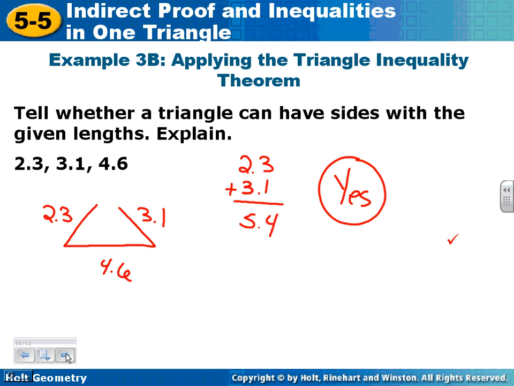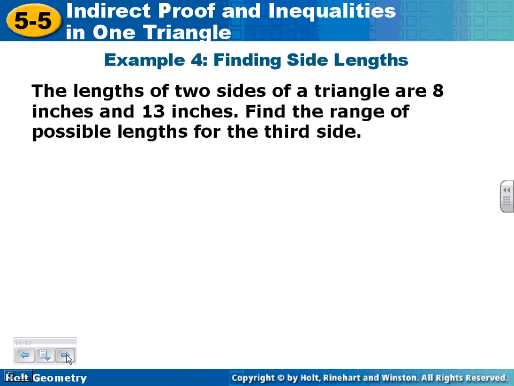Okay, two more slides. I'm almost done with you. This one says, the lengths of two sides of a triangle are 8 inches and 13 inches. Find the range of possible lengths for the third side. So your answer is going to be something like, it's between 2 and 10. It's between two given numbers. So let me show you how to do this.